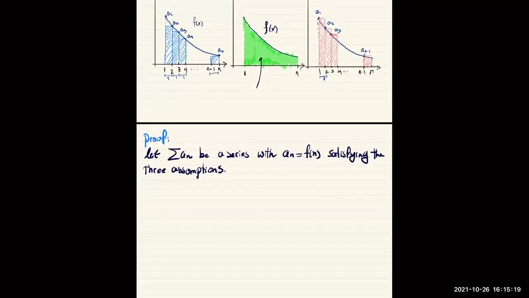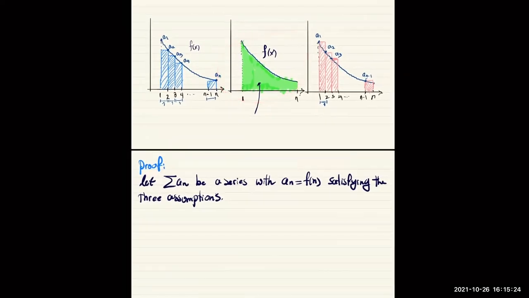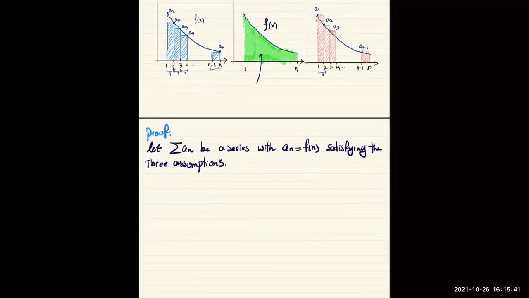Okay. So let's just focus on this middle picture. Okay. We are looking at the area under the graph of f of x from 1 to n. I'm not doing this from 1 to infinity. We're just looking at the area from 1 to n.